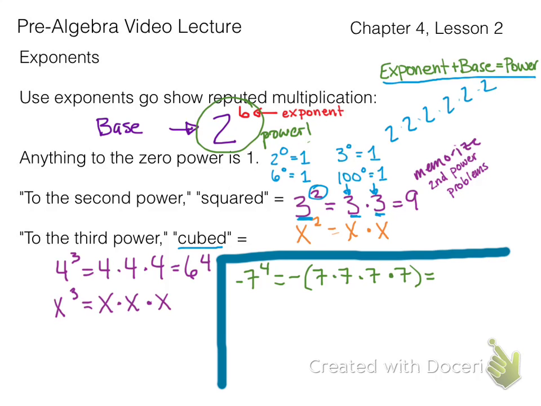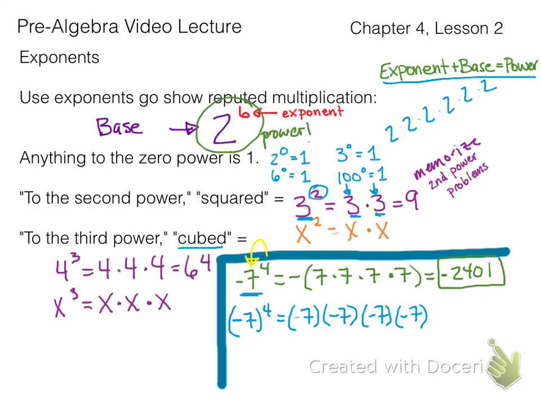All right, so here's the little special thing about negative signs. If we don't have parentheses in the problem, like this example here, the negative sign doesn't really apply until the very end. So the exponent of 4 is only going to affect the 7, and then the negative sign is going to come after. So it's going to be 7 times 7 times 7 times 7, and then the opposite of that, which is negative 2,401.